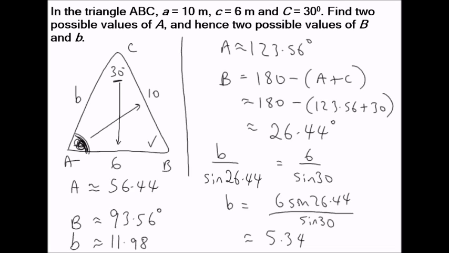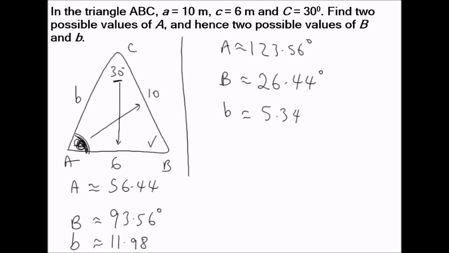So our second triangle, let's just tidy things up a bit. So there it is. We have two answers for angle A, one acute, one obtuse. They're supplementary pairs. We then also have two answers for angle B and two answers for length b. So we can have two different triangles given a length of a, a length of c, and a non-included angle of 30 degrees.